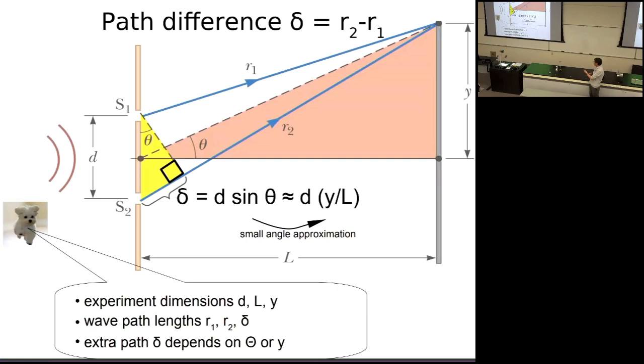These are just two different ways of writing the same quantity, the extra distance, one in terms of the angle, which tends to be less handy. We normally are measuring the location of the slits on the screen. So the second one is in terms of the location of the slits on the screen.